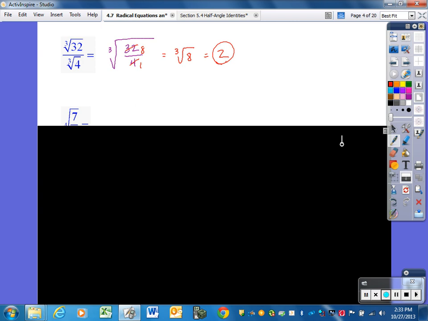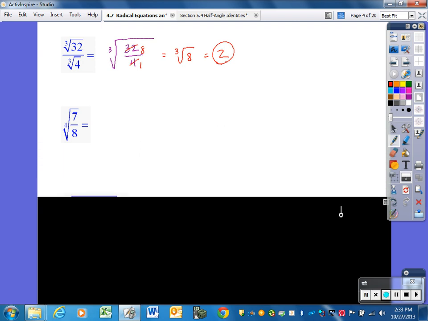Let's take one at a time here. The cube root of 32 over the cube root of 4. When they have the same root, you can write it as one big root. I have 32 in the numerator over 4 in the denominator. And 32 and 4 reduce to 1 and 8. So it becomes the cube root of 8, which is 2. And I want to see all that work. Skip no steps.